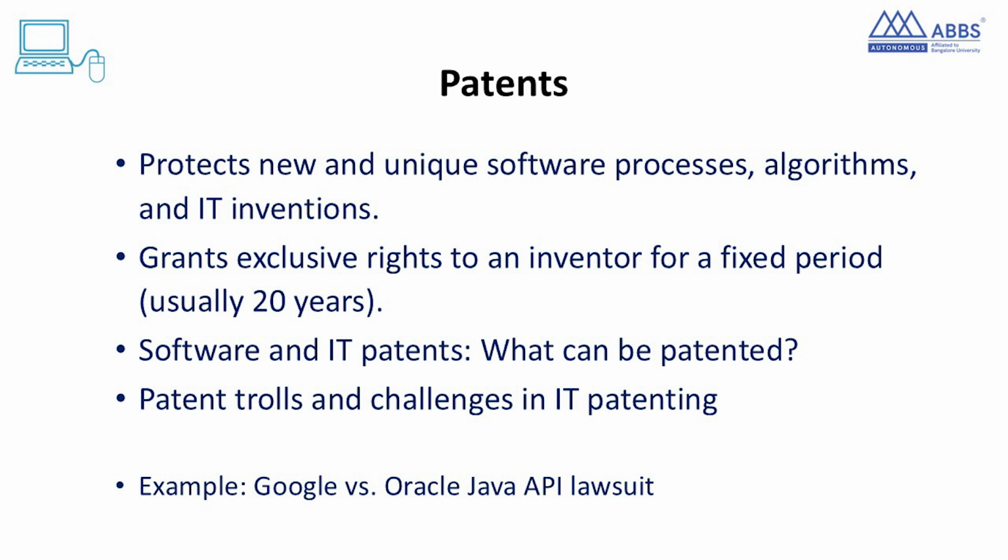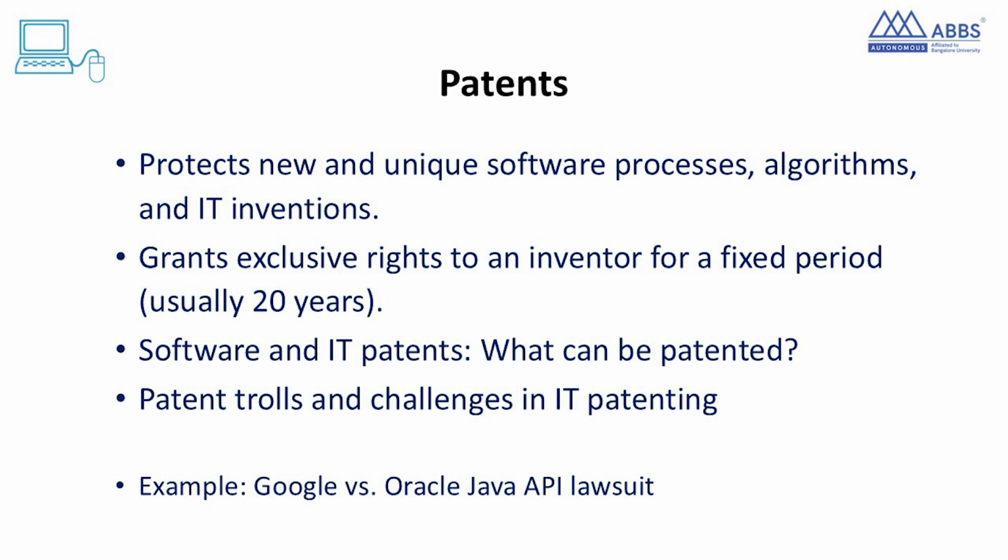Now, most of these IT companies are creating and owning patents. A patent is the ownership for whatever they have created. Now, a patent helps by protecting new and unique software processes, algorithms and IT inventions. Usually, the grant is for a fixed period, usually 20 years, and this is usually given to the inventor.